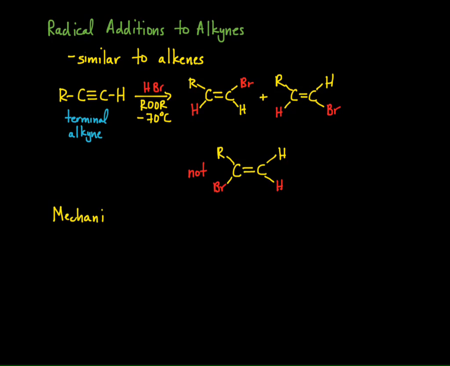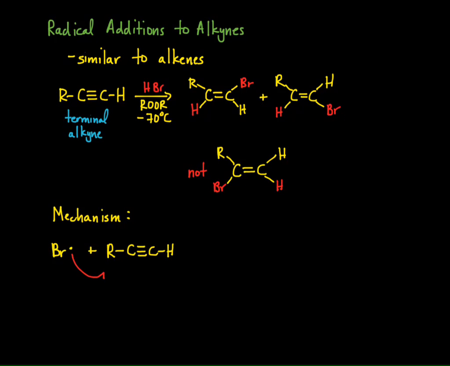And if we think about the mechanism of this reaction, the mechanism is going to be very similar to that of alkenes as well, where we have a bromine radical that's generated by the peroxides dissociating to form peroxy radicals and then abstracting a hydrogen from HBr. And so I'm not showing that, but obviously you should know that that is part of the mechanism. And now that I have my bromine radical, that radical can react with a pi electrons.